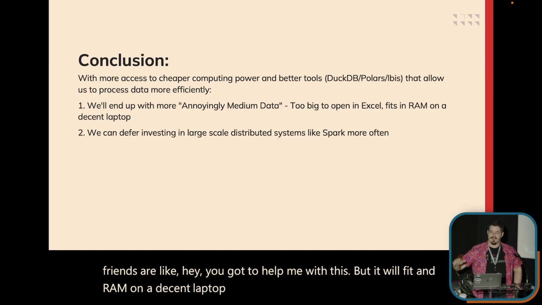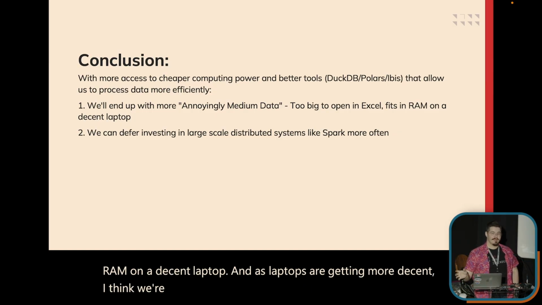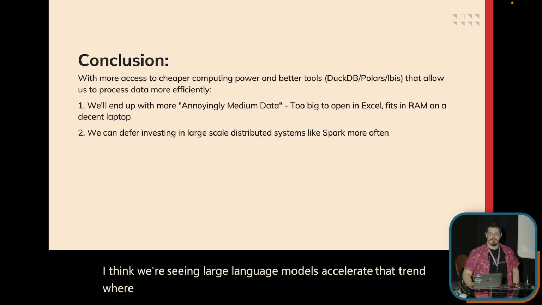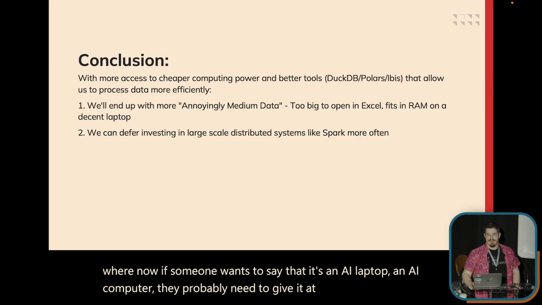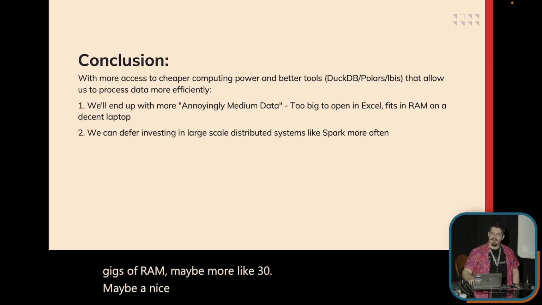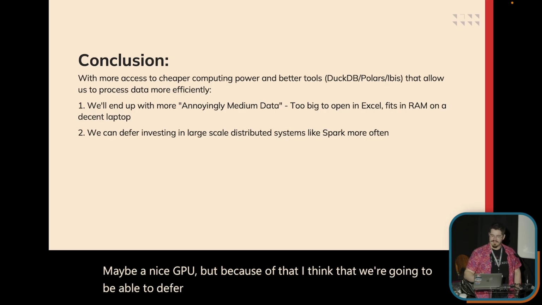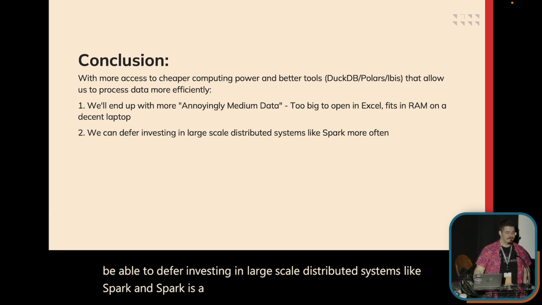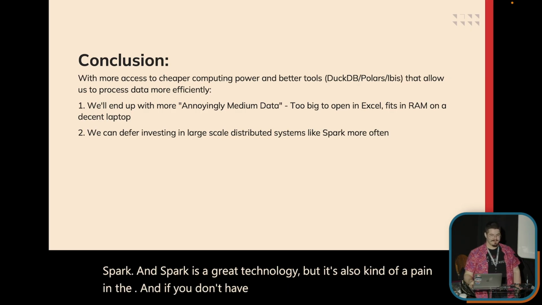And as laptops are getting more decent, I think we're seeing large language models accelerate that trend where now, if someone wants to say that it's an AI laptop, an AI computer, they probably need to give it at least 16 gigs of RAM, maybe more like 30, maybe a nice GPU. But because of that, I think that we're going to be able to defer investing in large-scale distributed systems like Spark. And Spark is a great technology, but it's also kind of a pain. And if you don't have to deal with that, why deal with that?